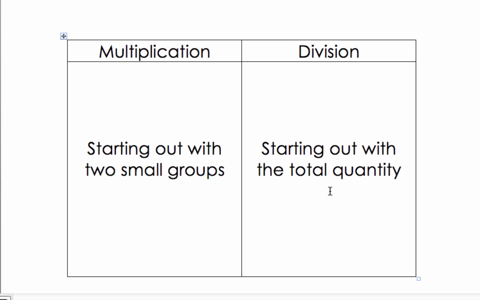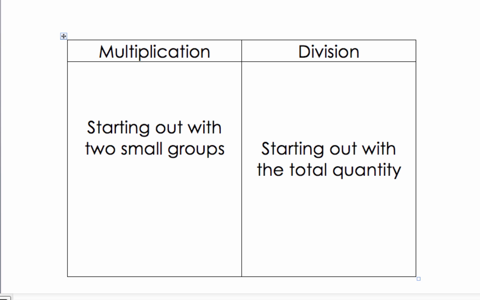Okay, now on your paper, what I want you to do is copy down a table like I have here, and you might need to pause if you need a little bit of extra time so that you can write down what you need. We're going to highlight the key differences between multiplication and division situations. First, we're going to talk about multiplication. With multiplication, the biggest thing is that you're starting out with 2 small groups, or 2 groups, period.